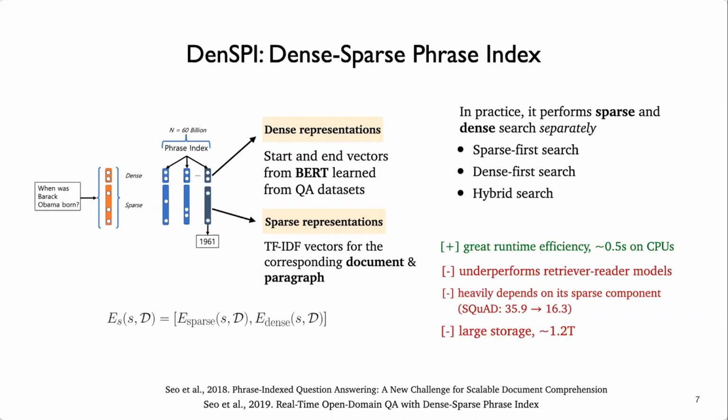Another problem of this model is that it heavily depends on the sparse component. In their evaluations, they show that if they just remove the sparse representations, the performance drops a lot, at least on the SQuAD dataset. Also, because they have to store both the sparse and dense representations for every single phrase, they require very large storage. It took basically 1.2 terabytes to store the whole phrase index.